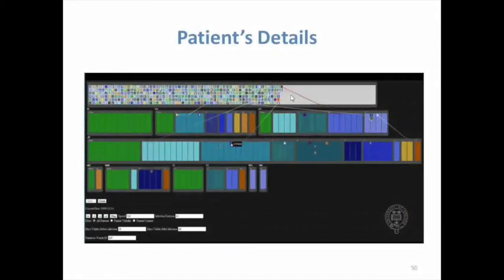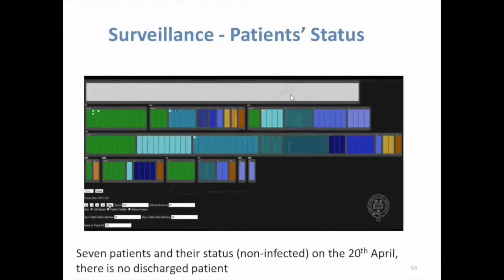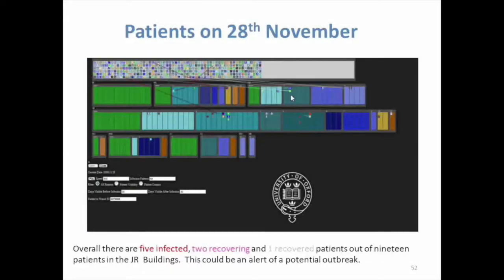So we can look at patient detail. You click on it and we'll bring up the patient details. So that's interesting, wonder what's happening to the patient. You can look at the surveillance, for example, 5 infected patients, 2 recovering, and 1 recovered patient out of 19 patients in the JR building. This could be an alert of a potential outbreak because of the proportion. So you can set up some threshold to look at the number of infections you're expecting, but the number that can be out of the norm. Of course, you'll be delighted if you have less.